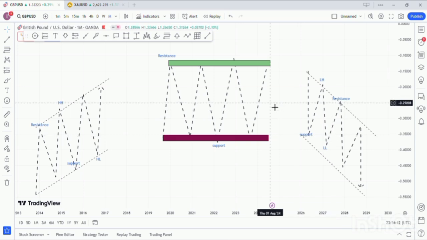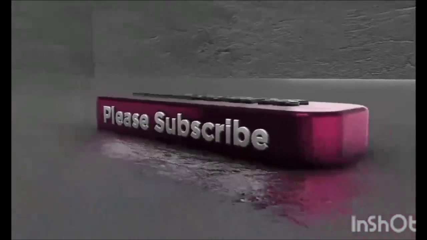So quickly we're going to be looking at a real case scenario in the live chart, guys, using GBP USD as a case study.